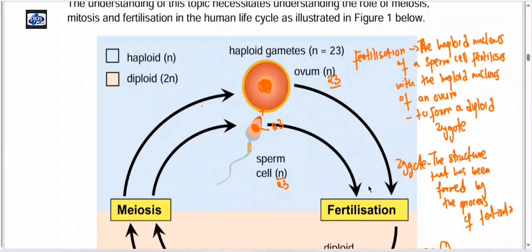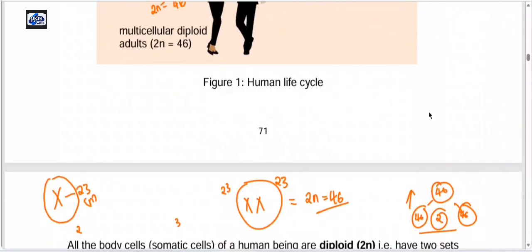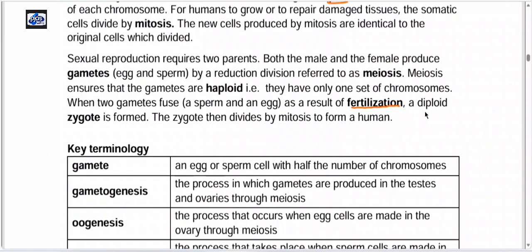Fertilization is when the haploid nucleus of a sperm cell fuses with the haploid nucleus of an ovum to form a diploid zygote. That is what you needed to understand. So we say a diploid zygote is formed. The zygote then divides by mitosis to form a human.